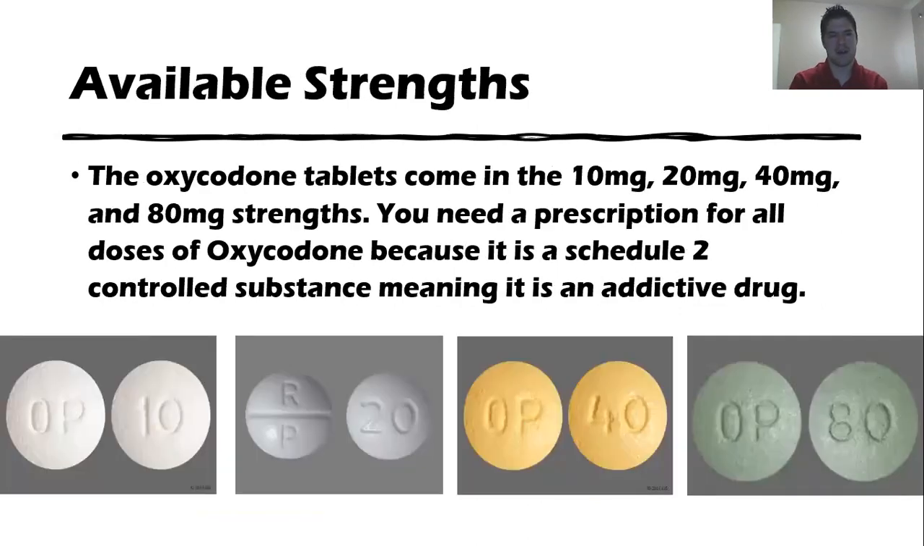Available strengths. The oxycodone tablets come in 10 milligram, 20 milligram, 40 milligram, and 80 milligram strengths. You need a prescription for all doses of oxycodone because it is a Schedule II controlled substance, meaning it is an addictive drug. So I have a picture here of each strength of tablet, and they all look different. They're all different colors. 10 is white, 20 is kind of like a violet color, 40 is orange, and 80 looks like a green color. They're all round.